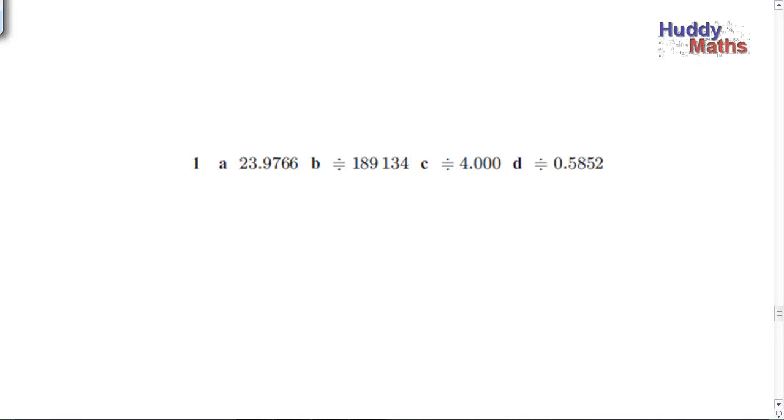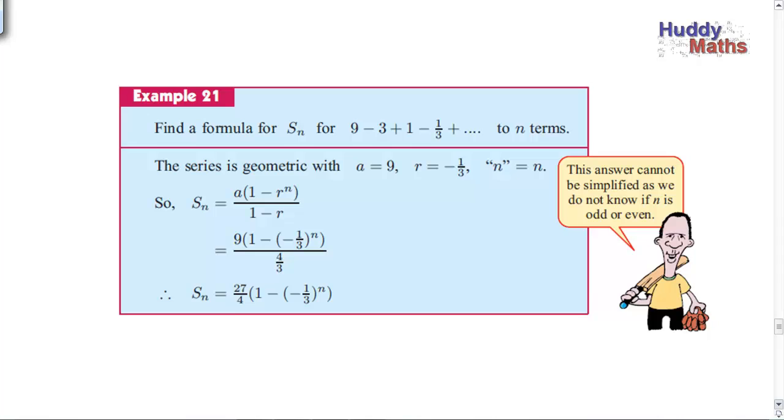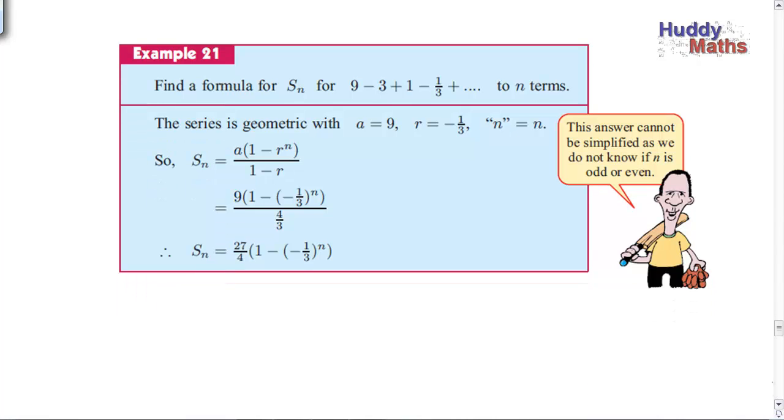All right, well, what you want to do, of course, is say, well, when is this going to be useful to me? So let's have a look at using it in some situations. First of all, we'll do another one here with a ratio which is negative a third, multiplying by negative a third each time. And so it is geometric. a is 9, r is negative a third, and we want to sum it to n terms.